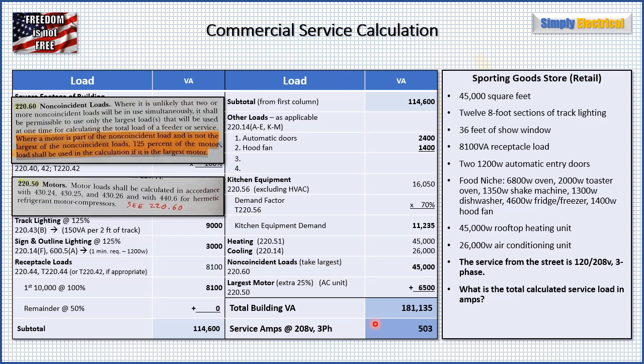So then we find our voltage, which is 208 volt, 3-phase. We multiply 208 times the square root of 3, and then we divide 181,135 by that number, and we come up with 503 amps. And that is our service total.